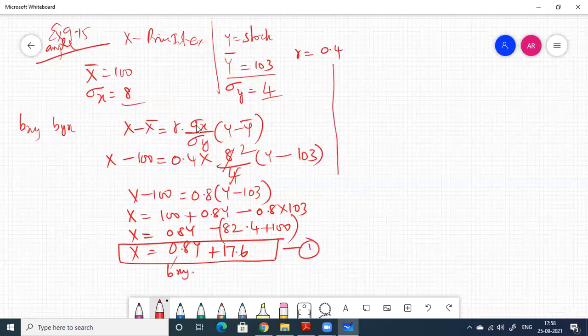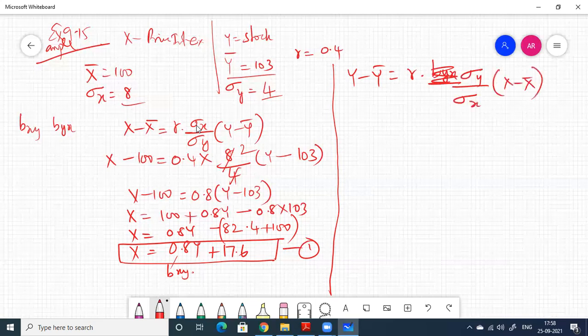Now let us get the second equation. Y minus Y bar is equal to r into sigma Y divided by sigma X into X minus X bar. This is the other one. So Y minus Y bar, which is 103, is equal to r, which is 0.4, into sigma Y, which is 4, over sigma X, which is 8, into X minus X bar, which is 100. That's all. Now you solve this.